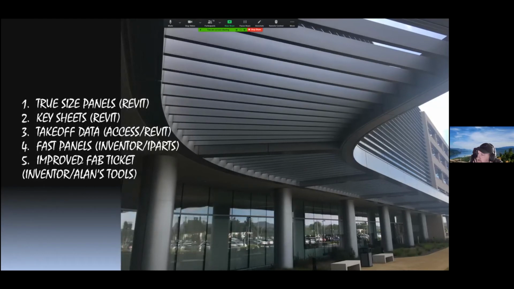What we're going to cover today. We're going to cover true size panels straight from Revit where they're accurate. We're going to cover the key sheets that we can create in Revit. We're going to cover the takeoff data that we can now get out of Revit and transition straight to Inventor. We're going to show you how we make our fast panels in Inventor and our new and improved fab tickets.